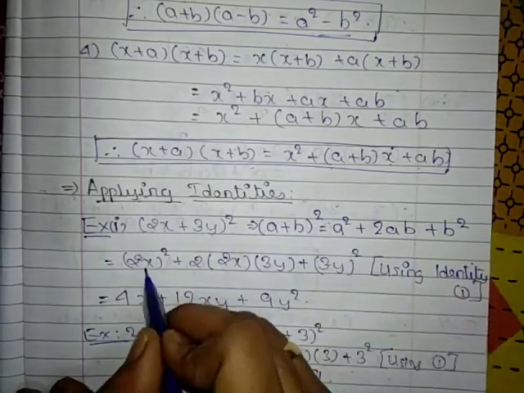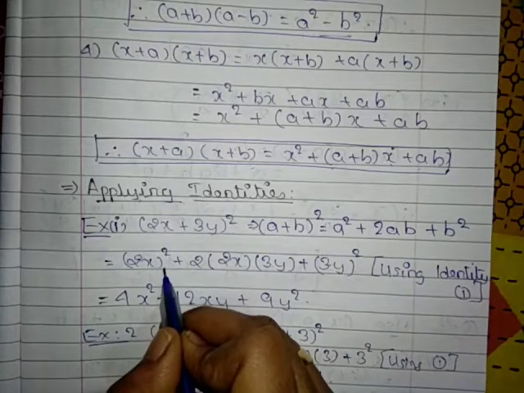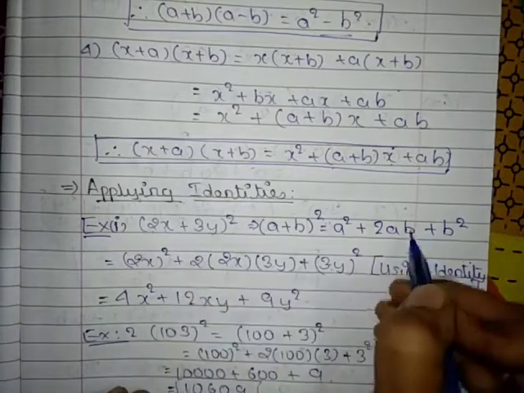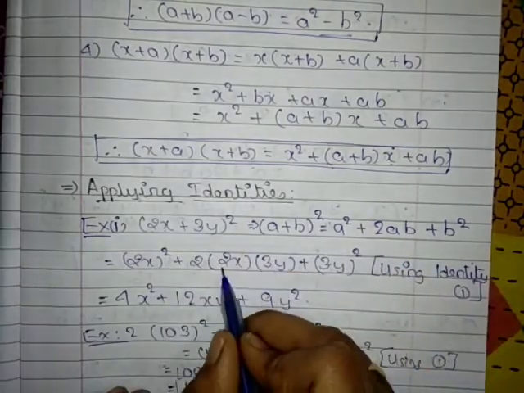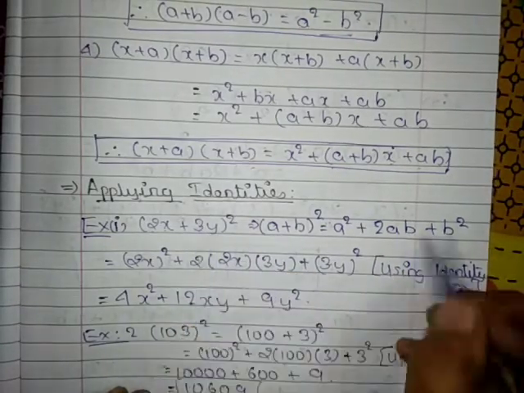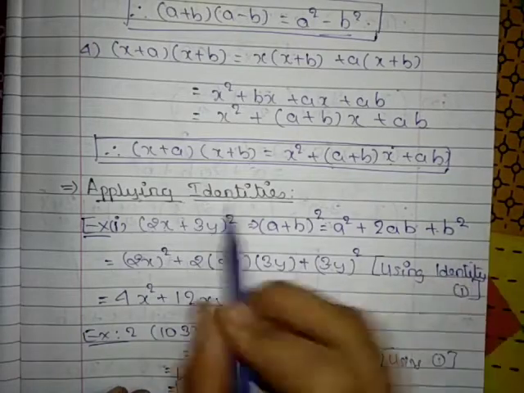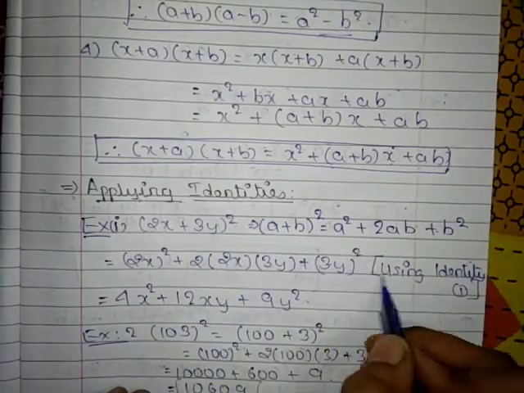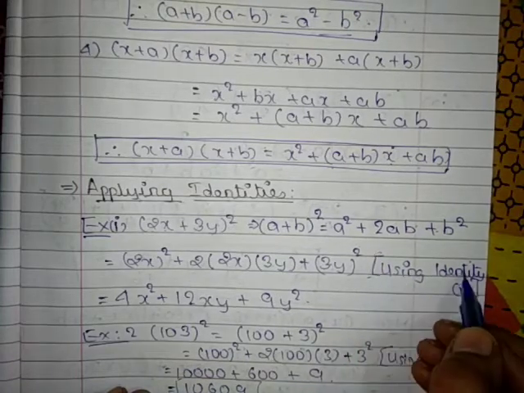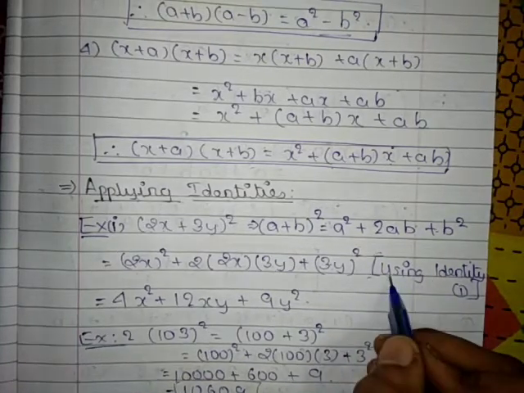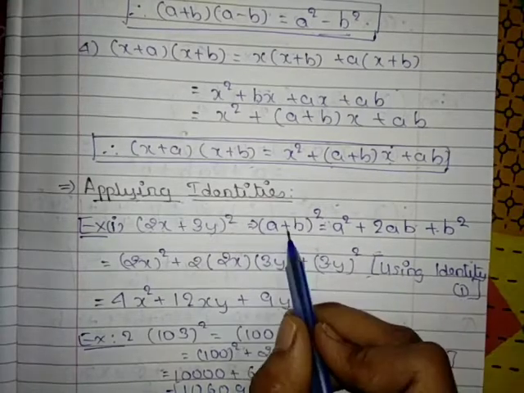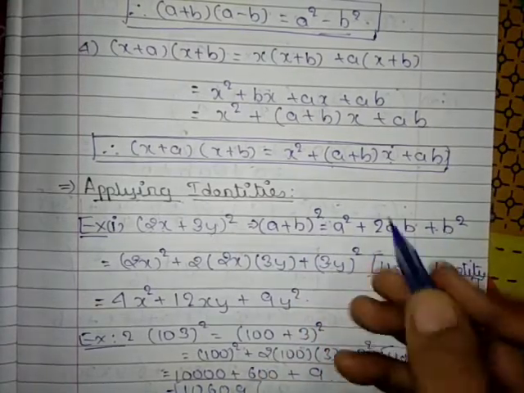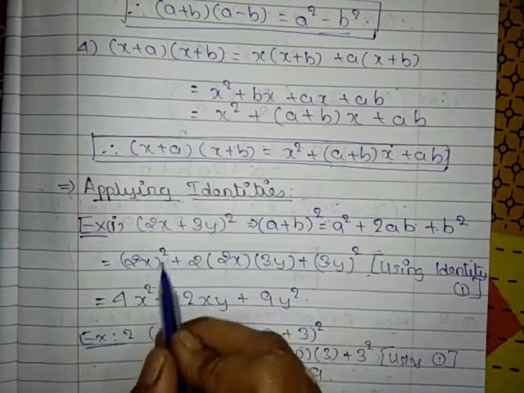So a here is 2x, the whole square, plus 2 multiplied by a, 2x, multiplied by b, that is 3y, plus b square. b here is 3y, so plus 3y the whole square. You also have to write which identity we are using, that is identity 1: a plus b the whole square is equal to a square plus 2ab plus b square. So now we can easily solve it further.